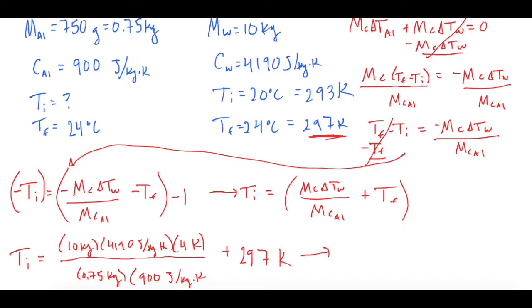So from that, we will get 545 Kelvin. Converting that to Celsius, we subtract 273, and that gives us 272 degrees Celsius was the initial temperature of the aluminum pan.